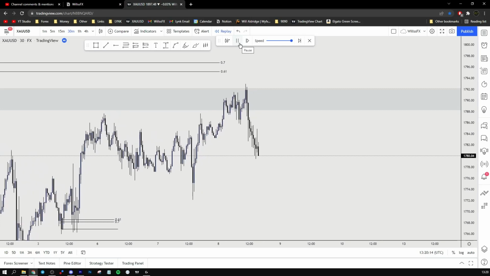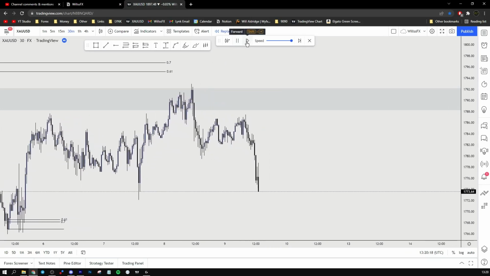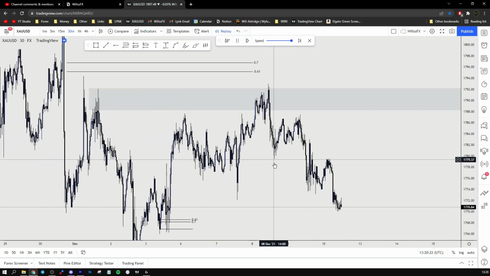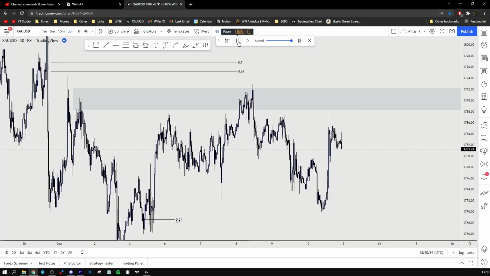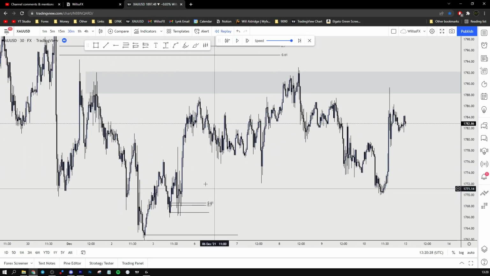And let's see if it rejects the fib. Not quite yet. But yeah, this is a lot of consolidation. And you know, after the NFP, let's say you got your entries down here. Let's use the risk reward for this one.